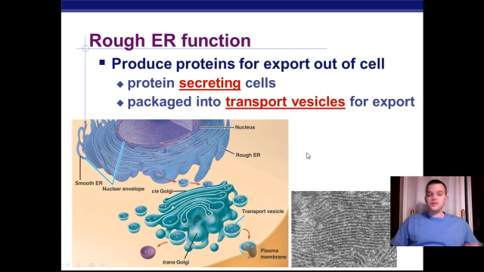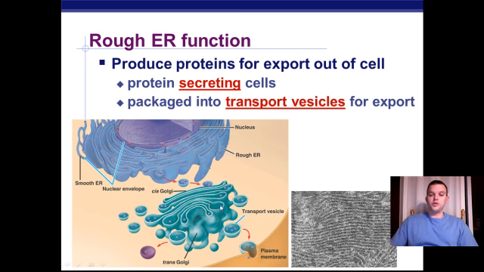Alright, the rough ER, the only difference here is that now you have the ribosomes attached, which means it's going to be more involved in the modifying of the proteins. Some examples of proteins that are going to get made in here: some of the proteins that are typically secreted or released from cells, like your digestive enzymes. It gets sent from the rough ER to the Golgi.